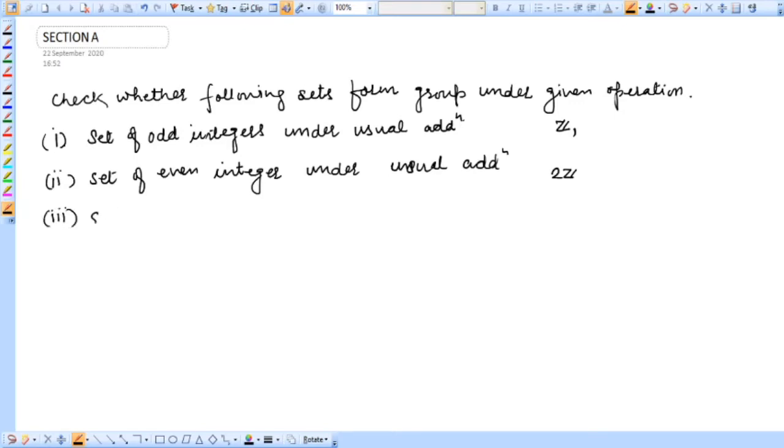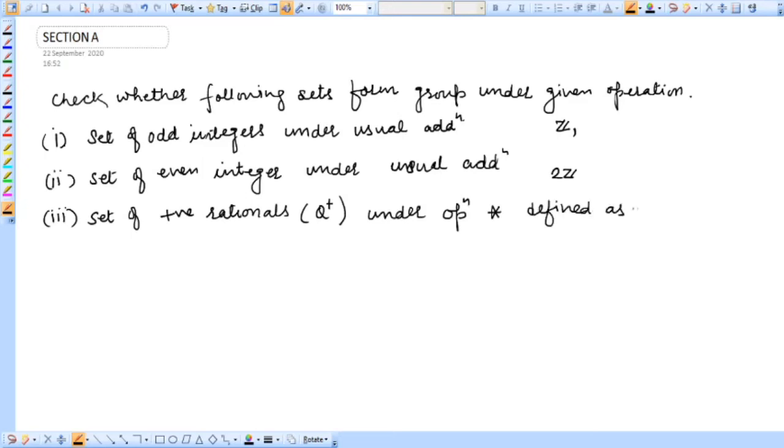And third set is the set of positive rational numbers under the operation star defined as a star b is equal to ab divided by 2. So let us check all these sets whether or not they are groups.